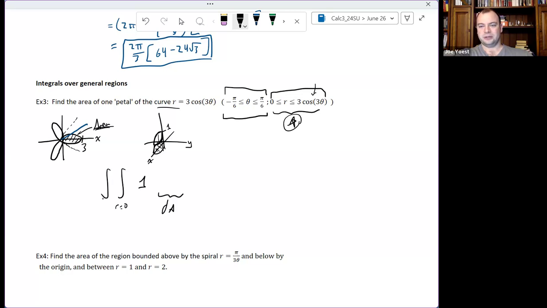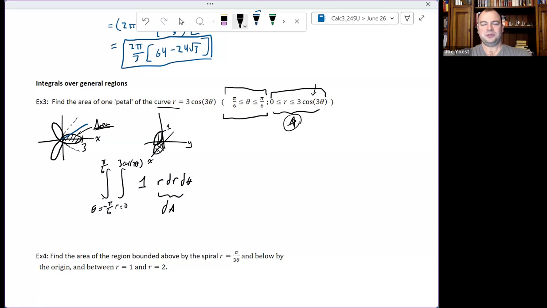So r goes from 0 to 3 cos of 3 theta. And then theta goes from minus pi over 6 to pi over 6. And again, super important to remember that area increment is not just something like dr d theta, it's r dr d theta.